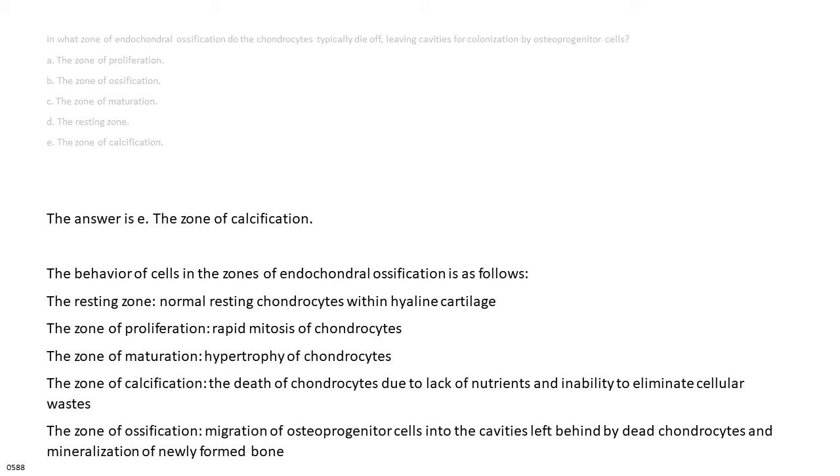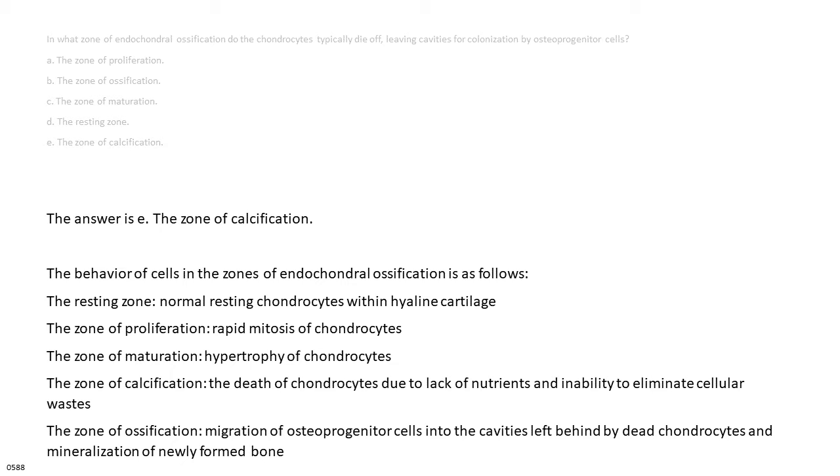The answer is E. The zone of calcification. The behavior of cells in the zones of endochondral ossification is as follows: the resting zone, normal resting chondrocytes within hyaline cartilage. The zone of proliferation, rapid mitosis of chondrocytes. The zone of maturation, hypertrophy of chondrocytes.